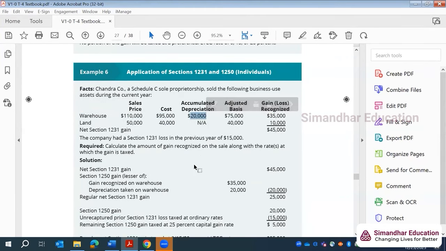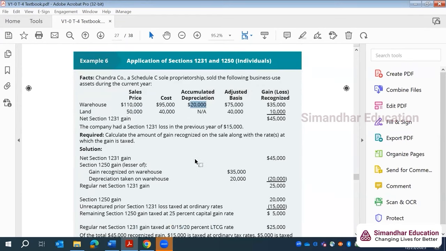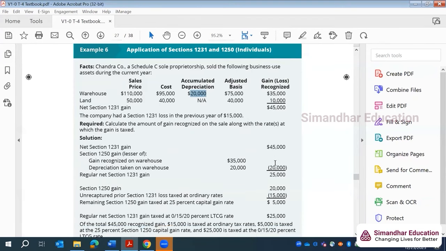So what is my section 1250 gain here? We've already identified that, right? Which is lesser, the gain or the accumulated depreciation? So obviously $20,000 accumulated depreciation is lesser. So this $20,000, I am going to reduce it from my $45,000 gain. So this $20,000 is now going to be my section 1250 gain.